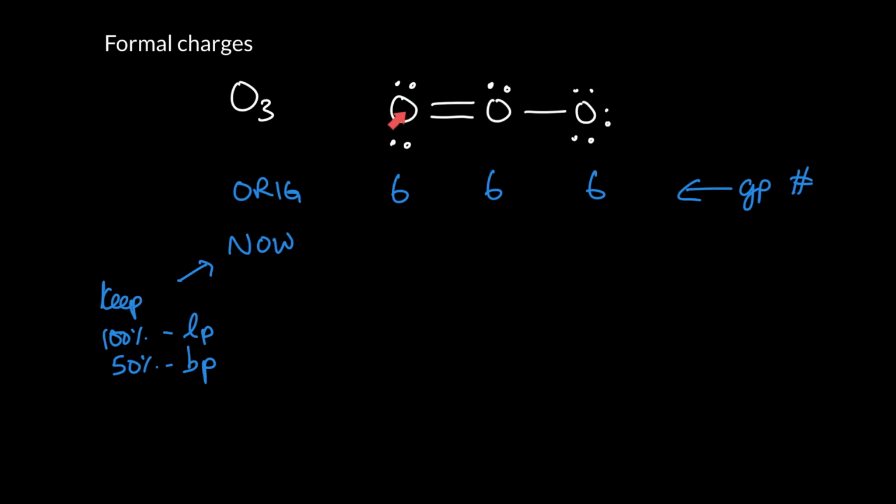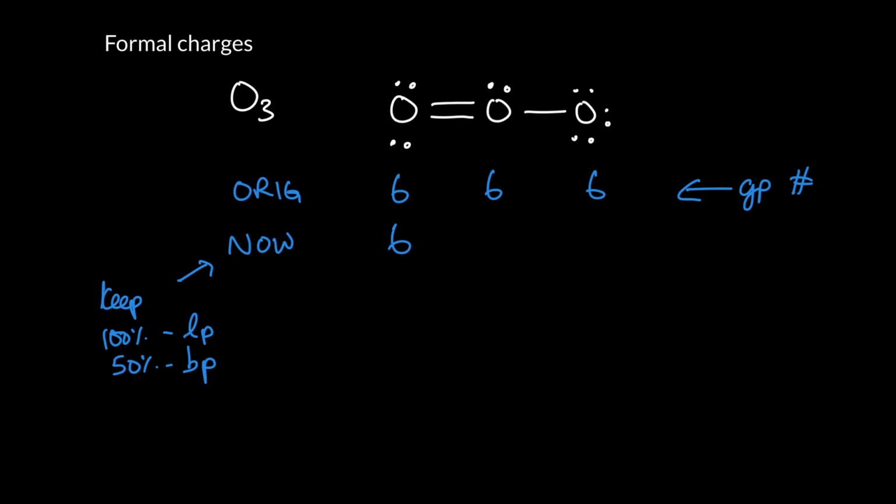So what we're going to do here is assign them. This oxygen here gets to keep 100% of that lone pair, so that's 4. And each bond is 2 electrons, so it gets half a bond. So there's 1 there and 1 there of the share. So it gets 1, 2, 3, 4, plus half of that bond and half of that bond. That's a total of 6.